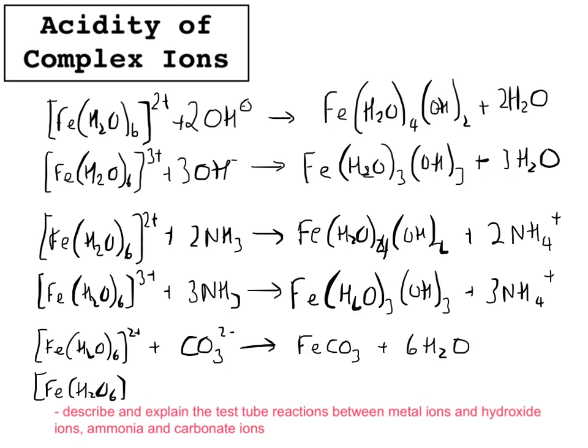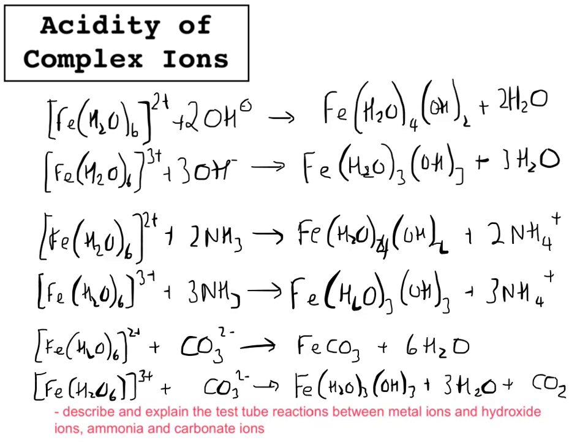So what you'll form is the hydroxide ion, so Fe(H2O)3(OH)3. You'll form 3 waters and you'll also form carbon dioxide. And we'll also need to balance this by putting 3's in front of the carbonate ions and the carbon dioxide.